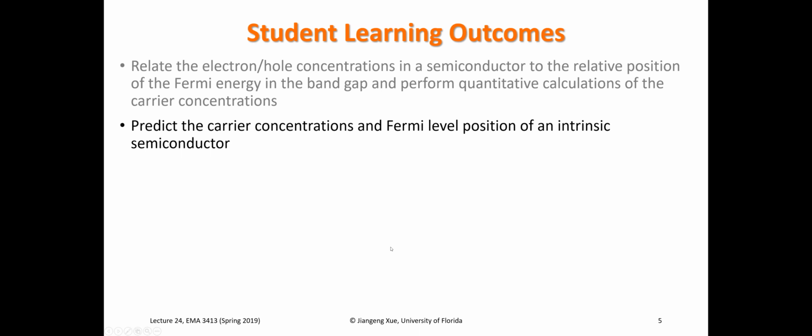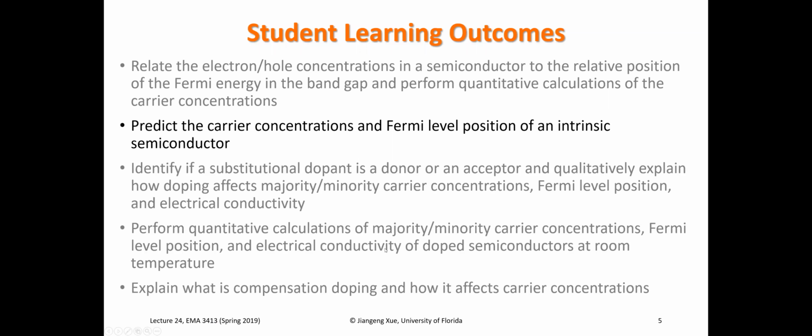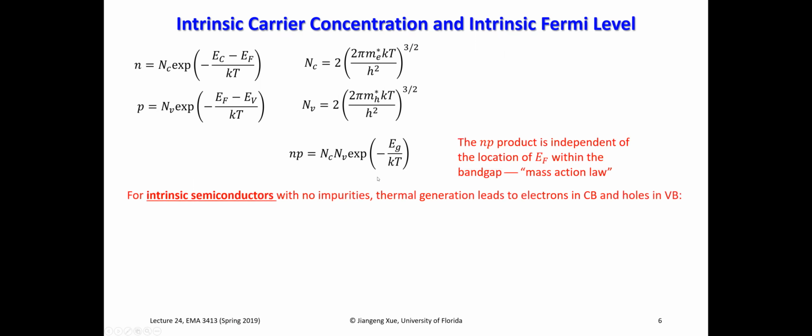So the second student learning outcome is to predict the carrier concentrations and Fermi energy location in an intrinsic semiconductor. Okay, so we have the electron hole concentration product being a constant, independent of the Fermi energy location. It does depend on the temperature and band gap, all those other things. So for intrinsic semiconductor with no impurities, the thermal generation leads to electrons in the conduction band and holes in the valence band. And that means these two quantities are the same. We define them as N sub I. We call that intrinsic carrier concentration. So this product is really just Ni squared.